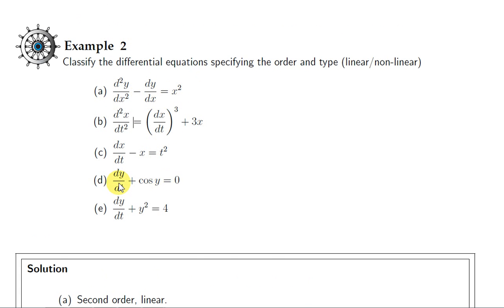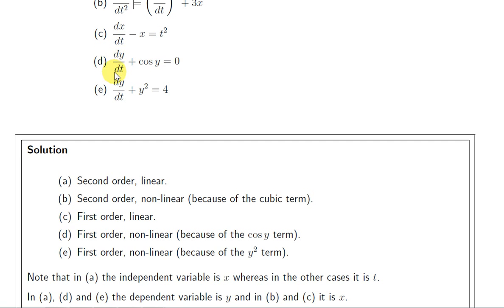Now in this equation here, the order of the highest derivative is 1, so it's a first order differential equation. However, the dependent variable y is the argument of the cos function, and actually that makes this equation non-linear, because something that wasn't mentioned earlier is that we can't have y as the argument of some trigonometric function. Finally, we have a first order differential equation, but it's non-linear because the dependent variable is raised to a power.